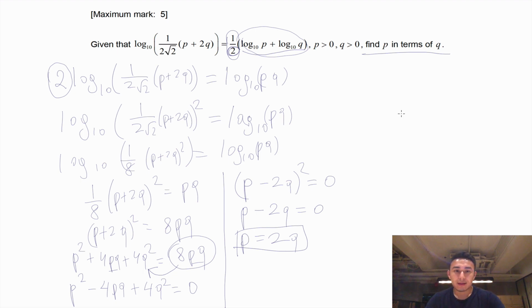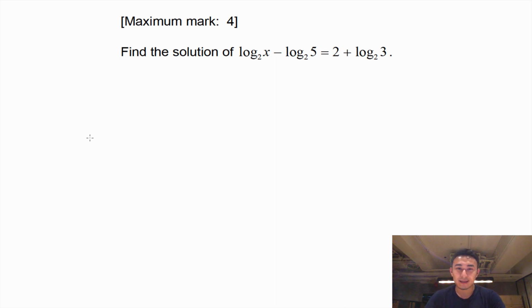Hope it's clear. Alright, and the last question for today is taken from the 2017 May paper, and I think it's the easiest one. I did it on purpose so that you're not too tired. Alright, so this question is giving us an equation and we need to find the value of x. So now the left hand side we have x and 5, and there is a minus sign, which means we can rewrite it as logarithm of x divided by 5, and the base is 2, is equal to 2 plus logarithm of 3, and the base is 2.